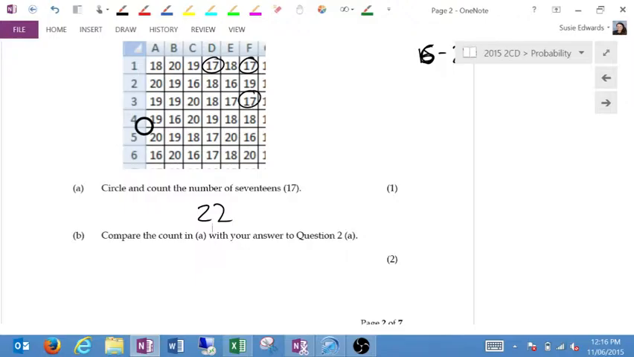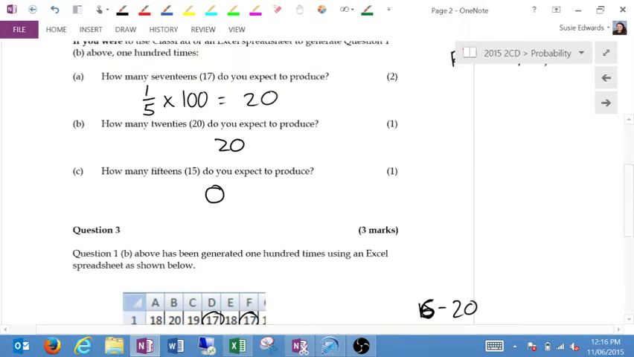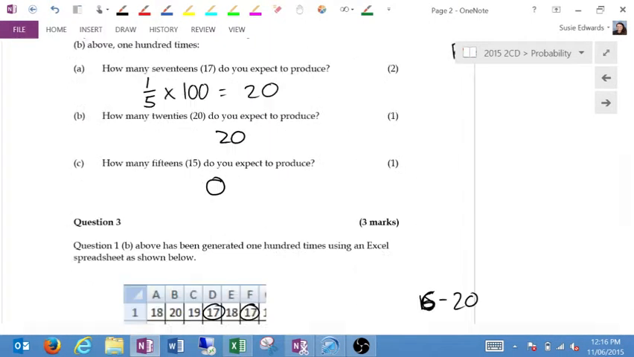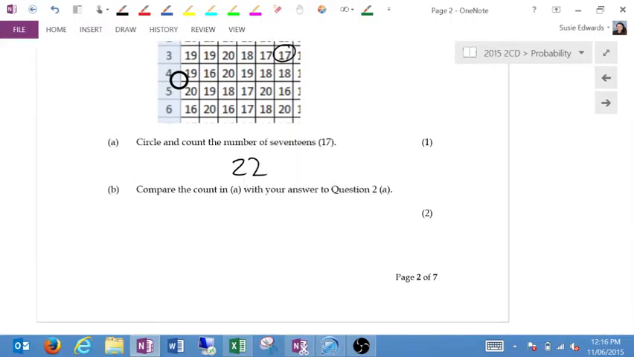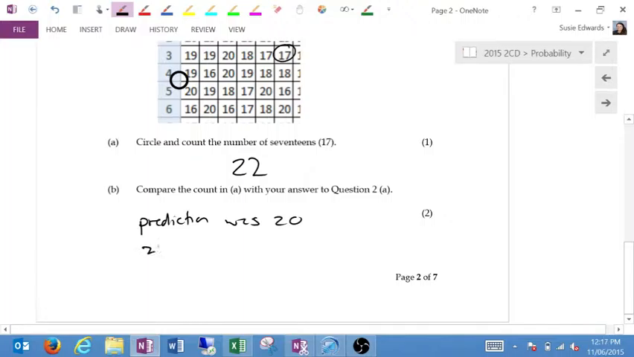Compare the count in A with your answer in question 2A. So, we're saying that there were 22 numbers which came up, but we predicted that there would be 20. Saying compare it. So what would we have to do, Joe? Good. So our prediction was 20. In actual fact, it was actually 22. Why were they different?